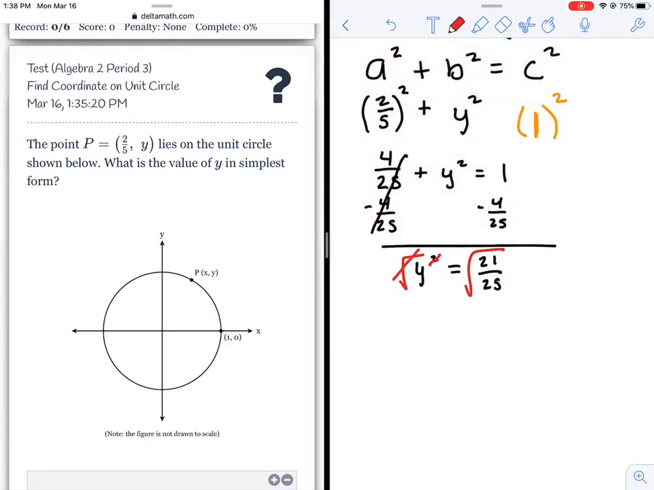This and this cancels out. So I'm left with y is equal. Well, I can't take the square root of 21. That's going to give me an irrational number. So I'm going to leave that under my square root as 21, and the square root of 25 is 5. So I'm going to simplify it as much as I can.